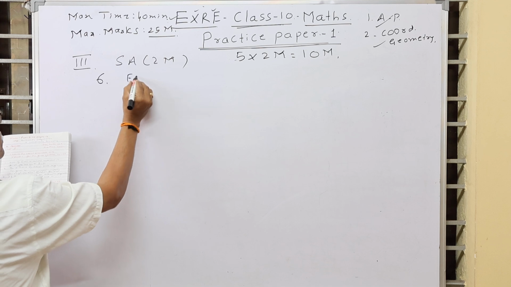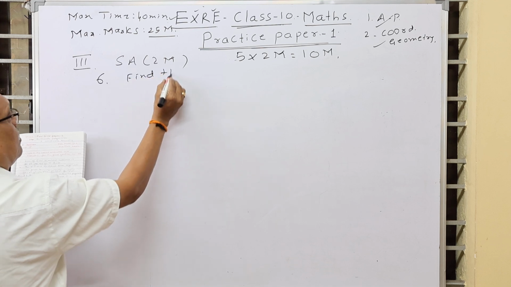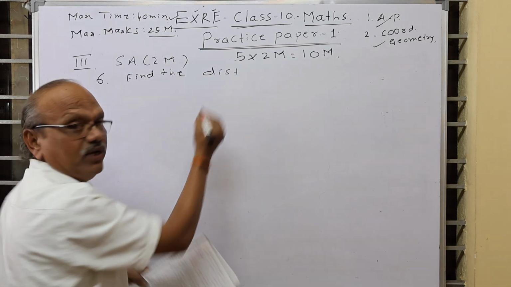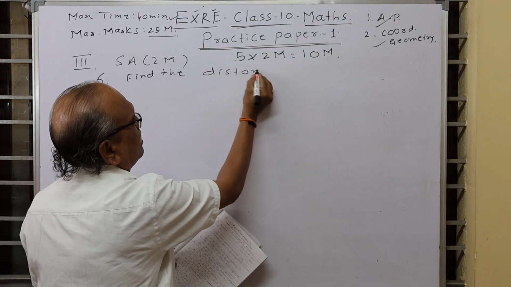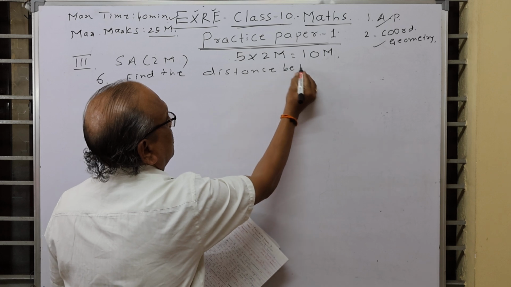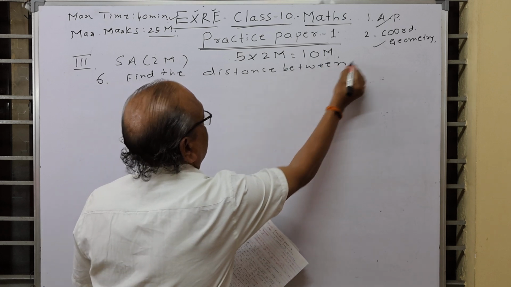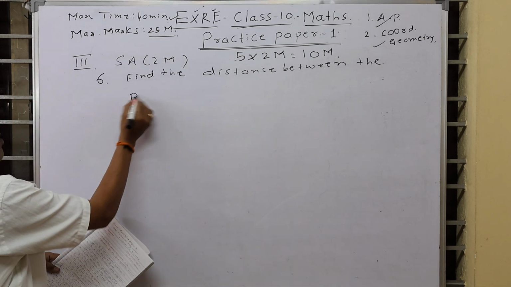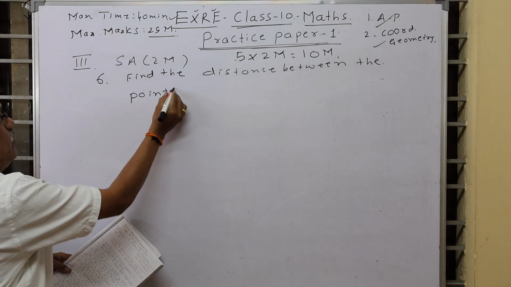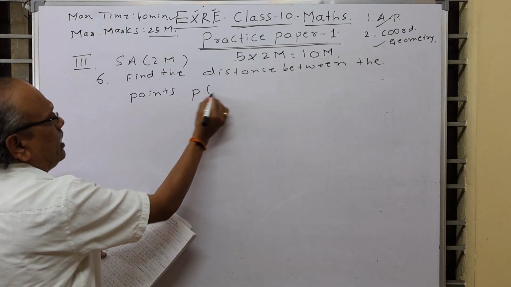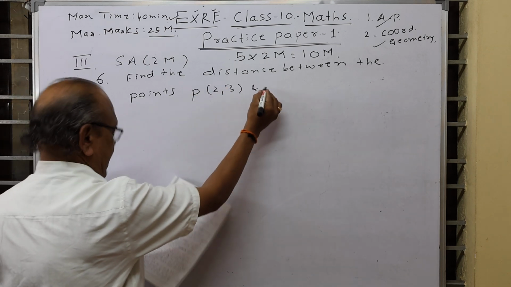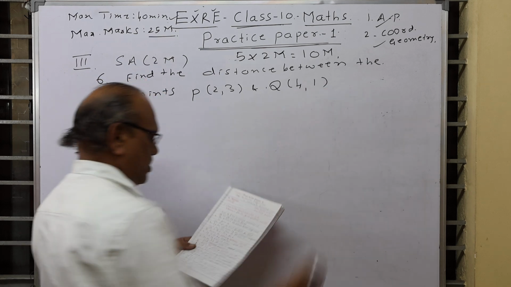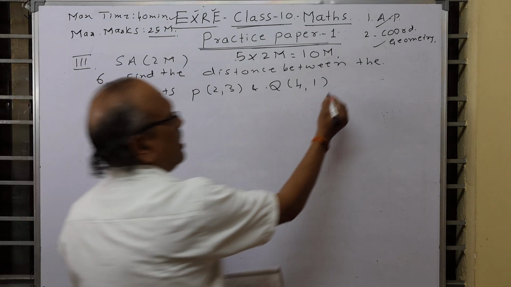Note down the question first, then we will discuss the solution. Find the distance between the points P(2,3) and Q(4,1). This is a problem on coordinate geometry. Very easy question for 2 marks, by using a formula.